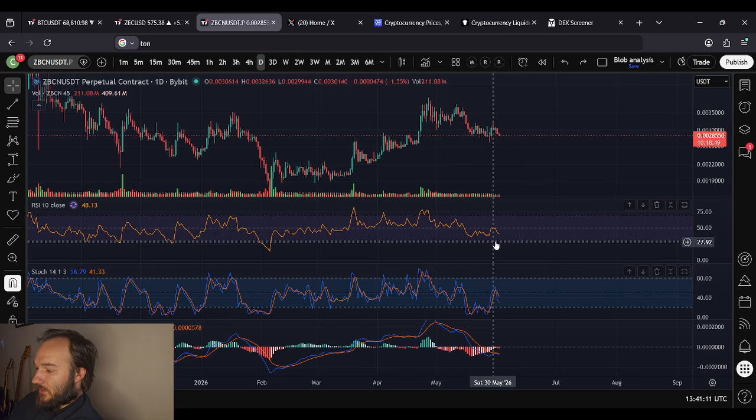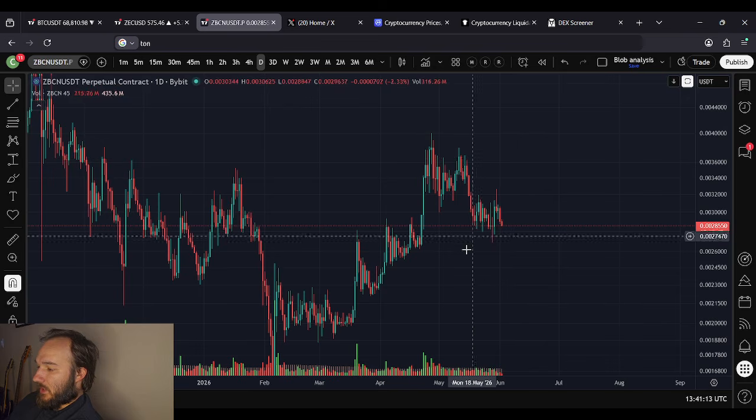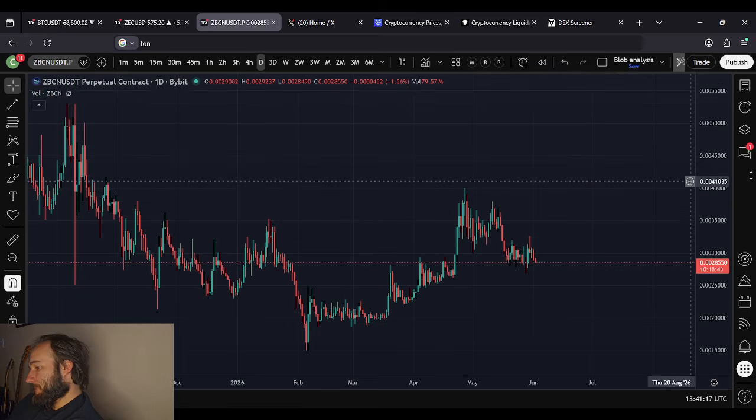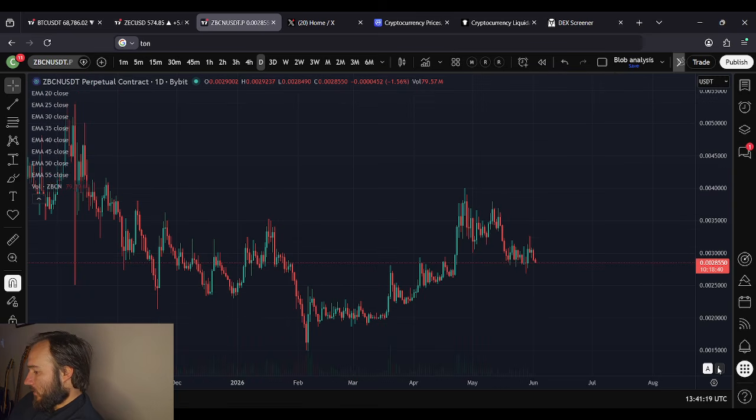Stochastics rejecting the 50, bearish. RSI rejecting the 50, bearish, bearish, bearish. You guys, not a good look. We look at the ribbon.